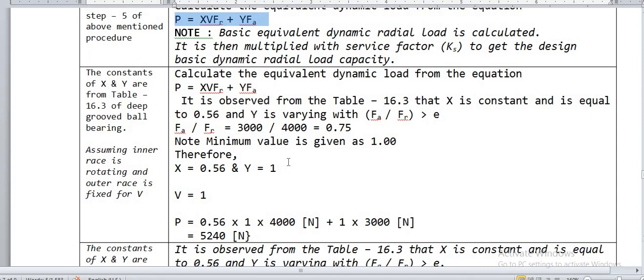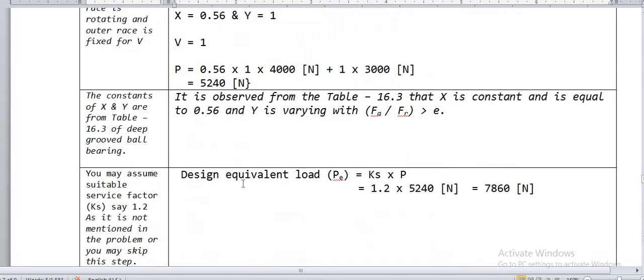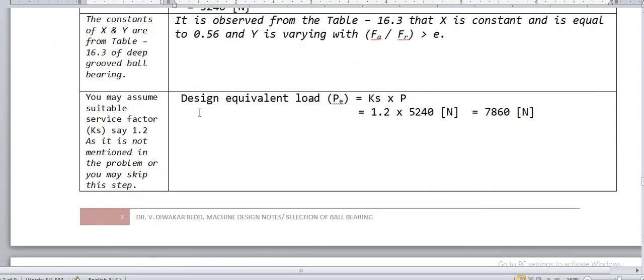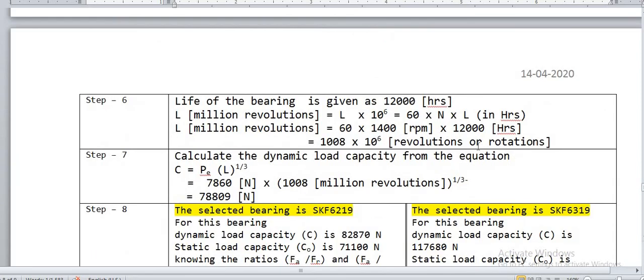After calculating the equivalent radial load, it is observed that X is a constant and the value of Y is varying. On the design side, as explained earlier, if the service factor is given as 1.2, you can multiply with the service factor, and the initial value of 7,860 newtons is calculated as the equivalent load.